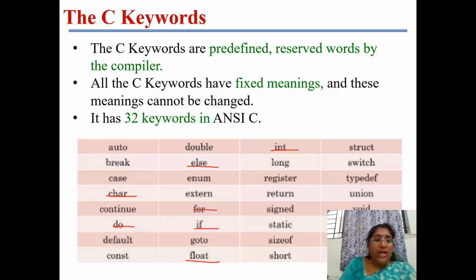Return returns a value from a function. Void indicates no return value or empty value. Break exits a loop. Continue skips to the next iteration of a loop. Switch is used for multi-way decision making. Case defines cases in a switch block. Default is the default case in switch. Sizeof returns the size of a variable or data type.